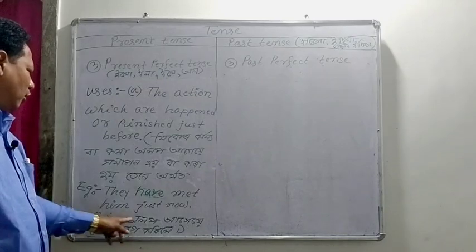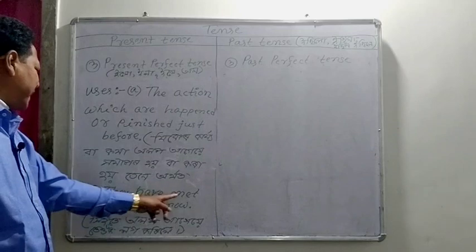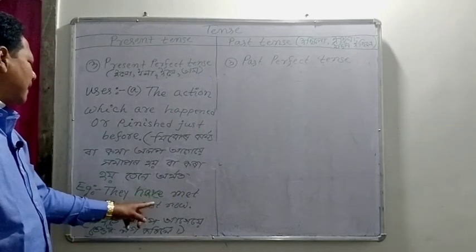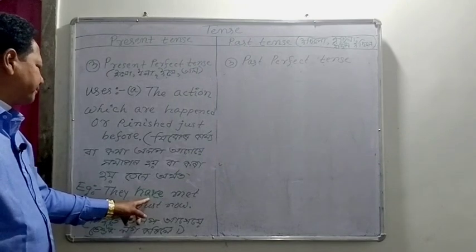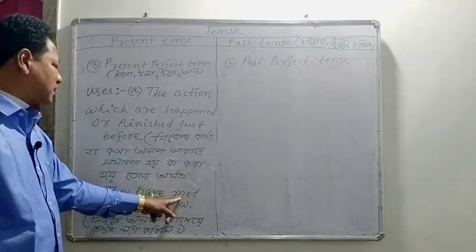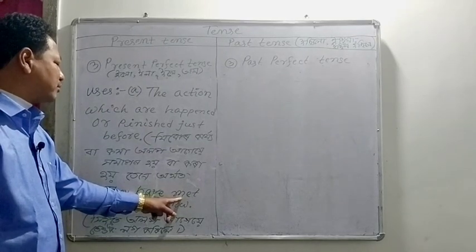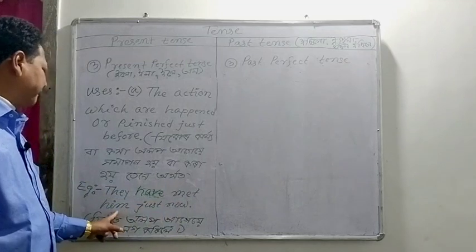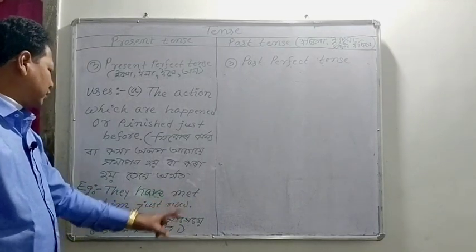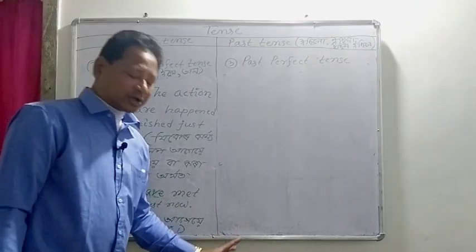That means they have met him just now. They: subject, plus have or has. We take here have plus verb 3. Meet: present form; past form is met and past participle form is also met. Him, object. Just now.